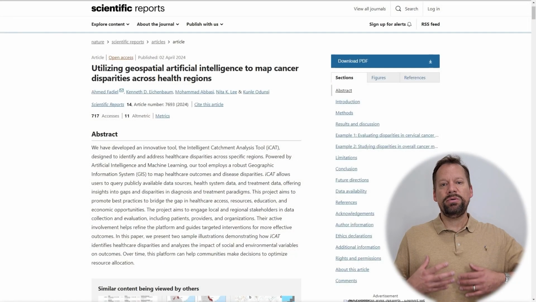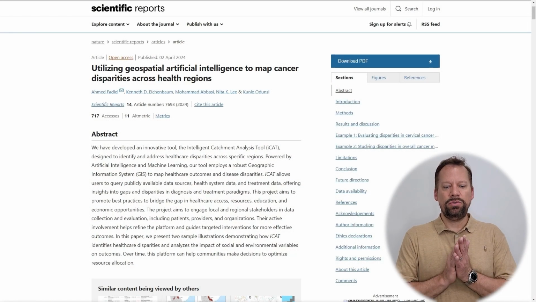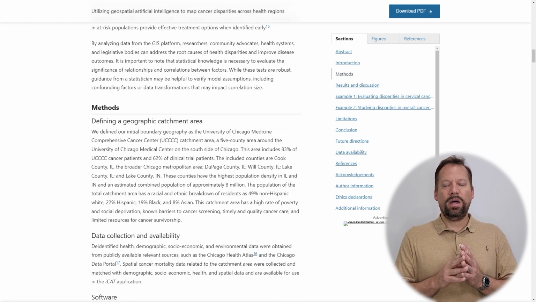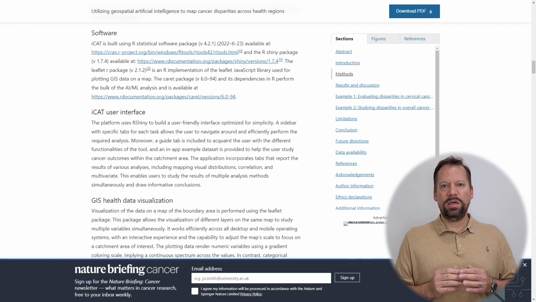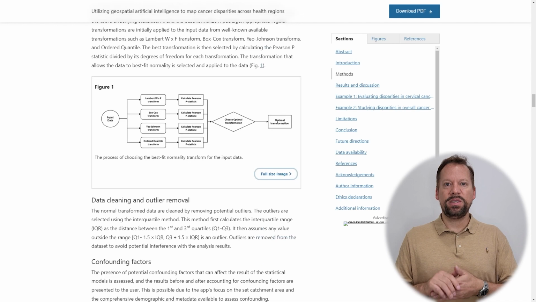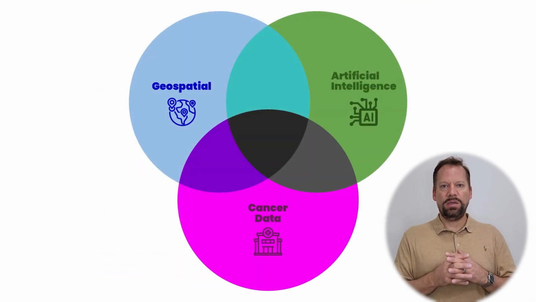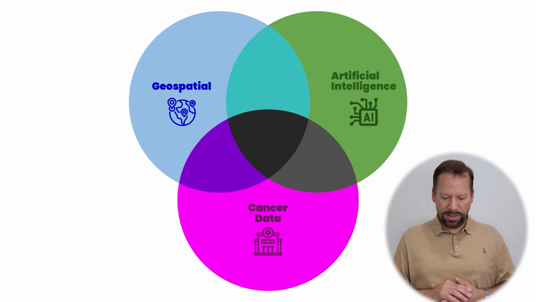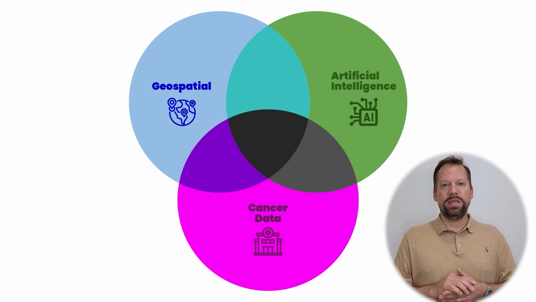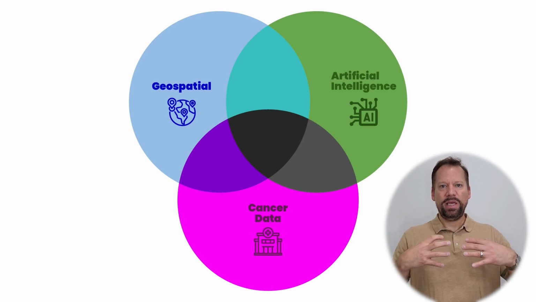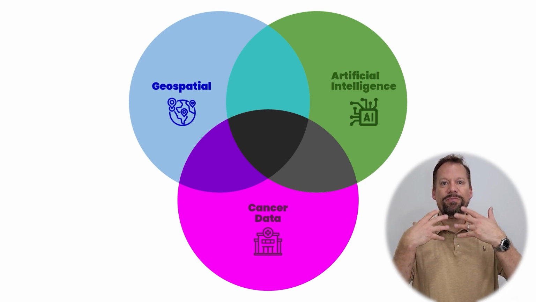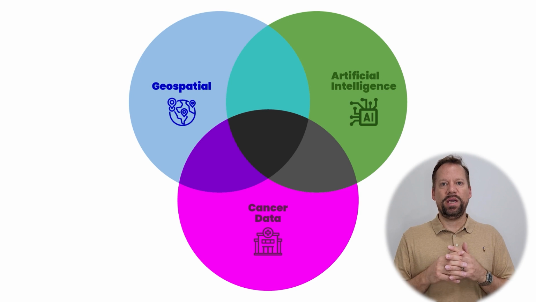In this research, the authors' intention was to integrate machine learning and some more traditional statistical techniques with geospatial technologies, analyzing the data across space, and then present this. They developed what they call the Intelligent Catchment Analysis Tool, iCAT, for visually representing the data and letting users perform analysis through the tool to get results.